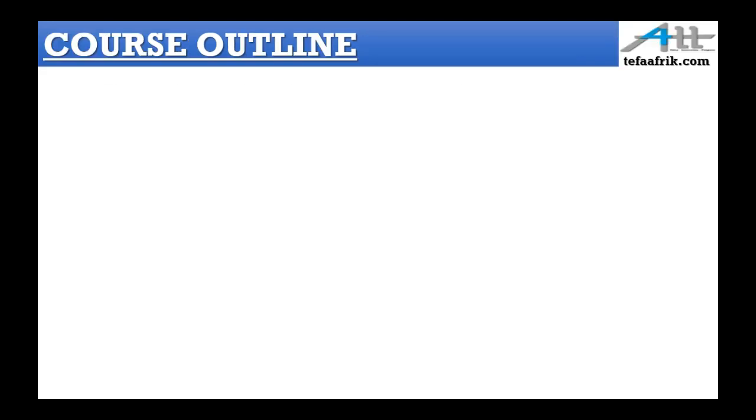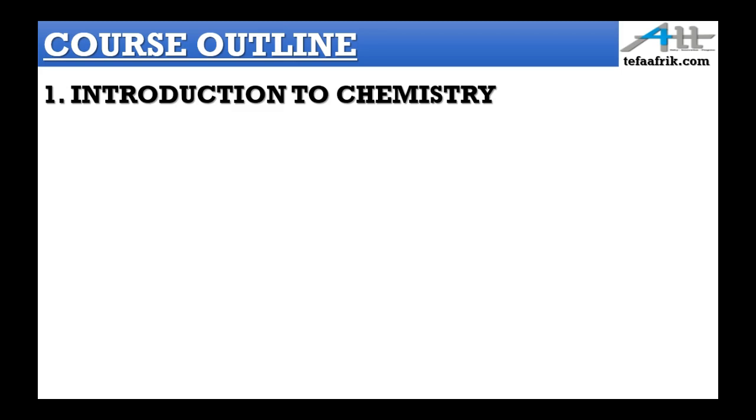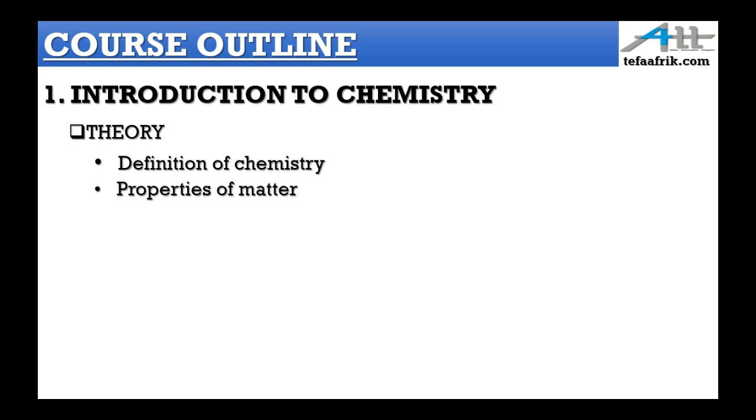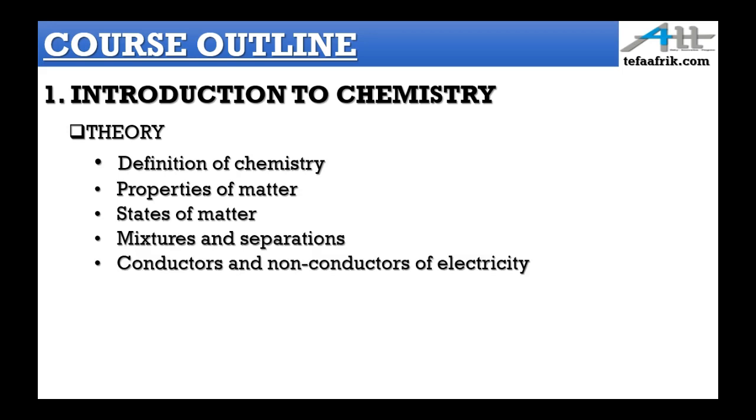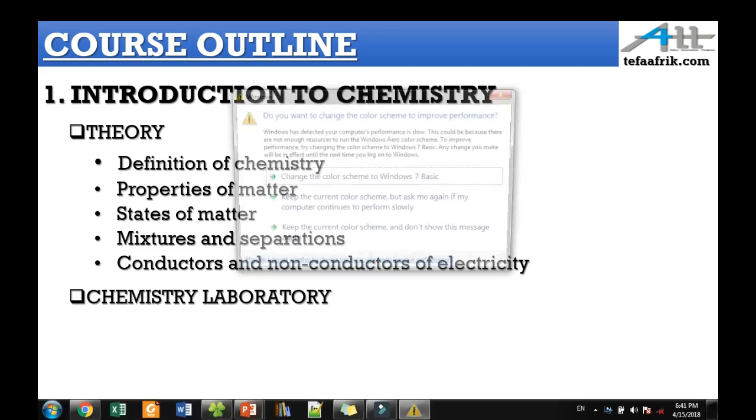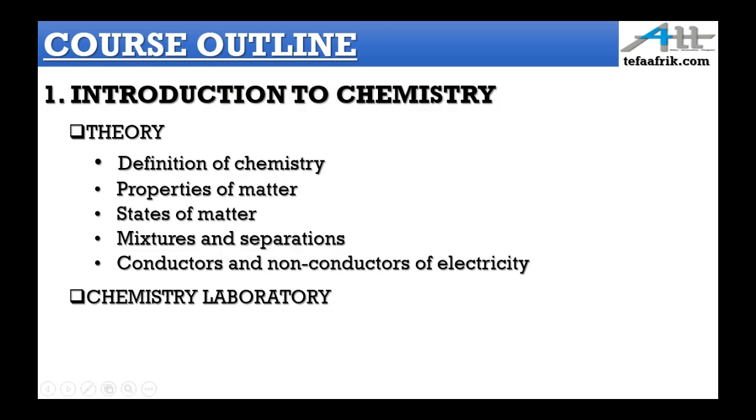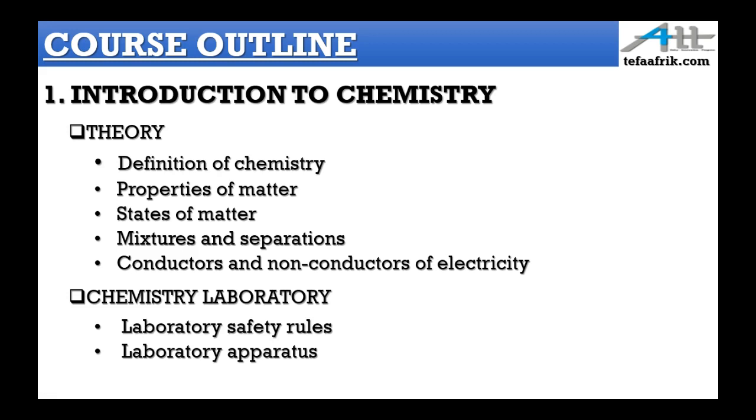So for our first chapter, which is an introduction to chemistry, first of all we'll be looking at a general introductory theory for what chemistry is all about, and under that we are going to have the definition of chemistry, properties of matter, states of matter, mixtures and separations, conductors and non-conductors of electricity. And then we're going to be looking at an introduction of the chemistry laboratory. Under that we'll look at laboratory safety rules and laboratory apparatus.